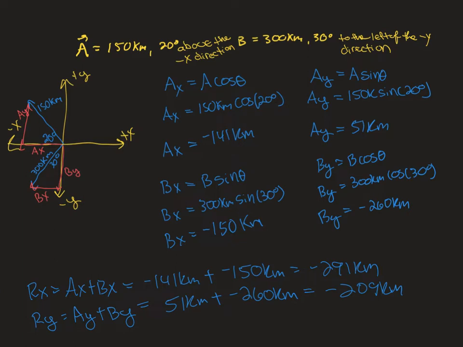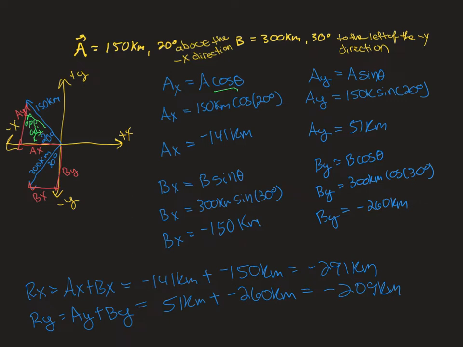I need to use my trig functions in order to break those into x and y components. So you can see here, the x is adjacent, the y is opposite, which is why I'm using cosine for my x component and then sine for my y component. And since the x component is to the left, I made the x component negative, and the y component points up, so I left that as positive.